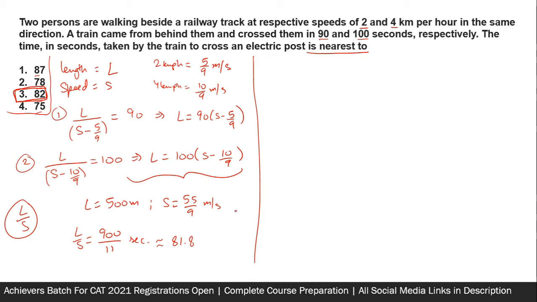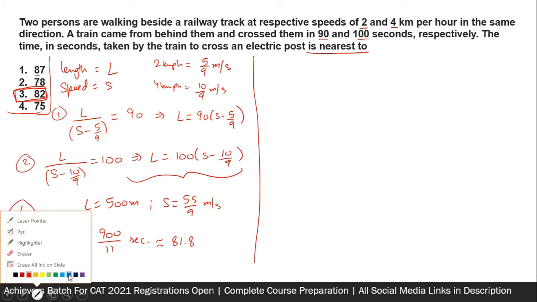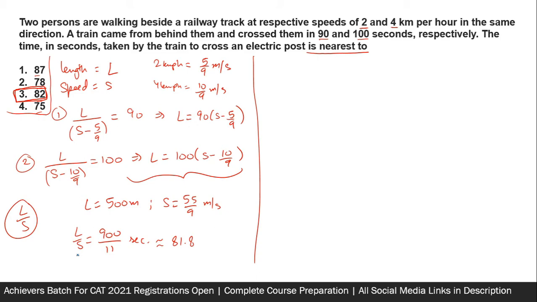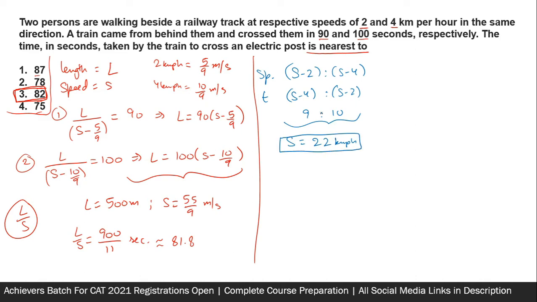Now I have another solution for this question to avoid so much calculation. But yes, a little bit of calculation is still required. The relative speeds are S minus 2 and S minus 4. Respectively, the ratio of time would be S minus 4 is to S minus 2, and that ratio of time we know is given as 9 is to 10, basically 90 and 100 seconds. If you solve this, you will directly get S as 22 kilometer per hour, and since you are dealing with a ratio, you don't even need to convert the speed from kilometer per hour to meter per second.